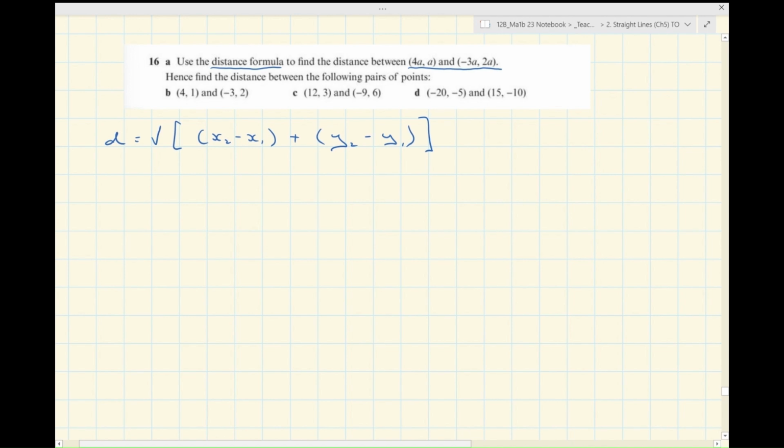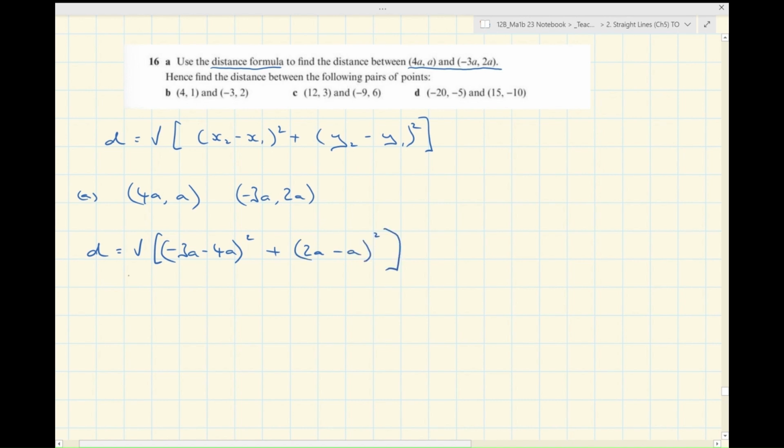Okay, so to do part A, I've got the points 4A, A, and minus 3A and 2A. So I'll take my second point to be x2. So to use the distance formula, the difference in the x-coordinates is minus 3A minus 4A. That should be squared, I beg your pardon, squared plus the difference in the y-coordinates, 2A minus A, squared.